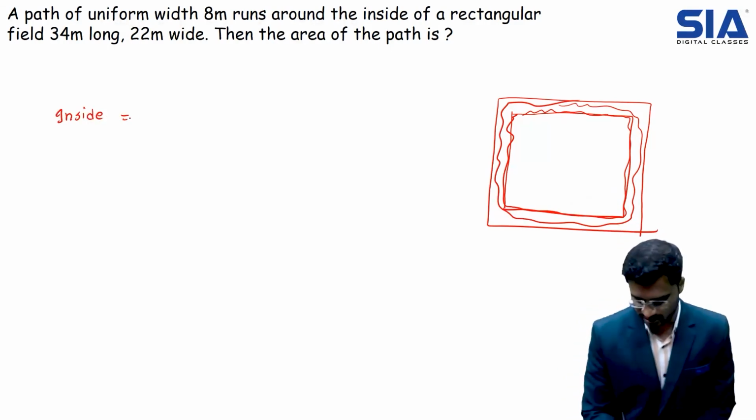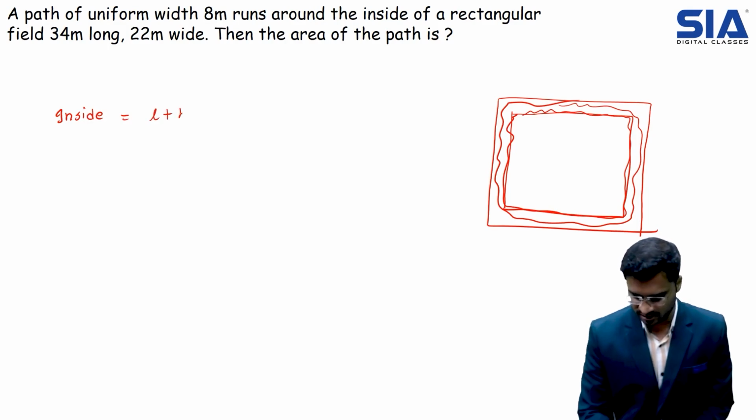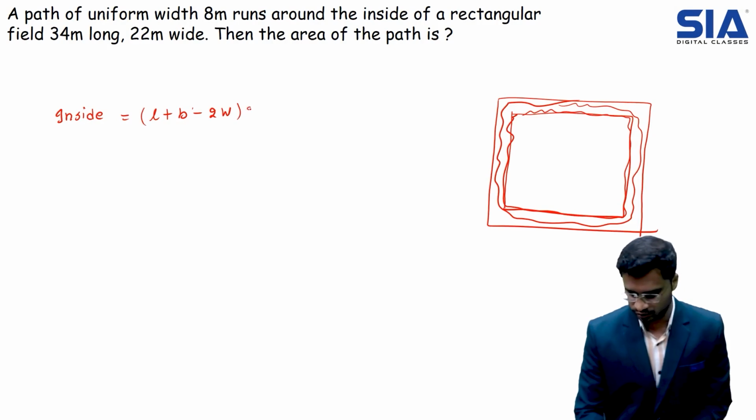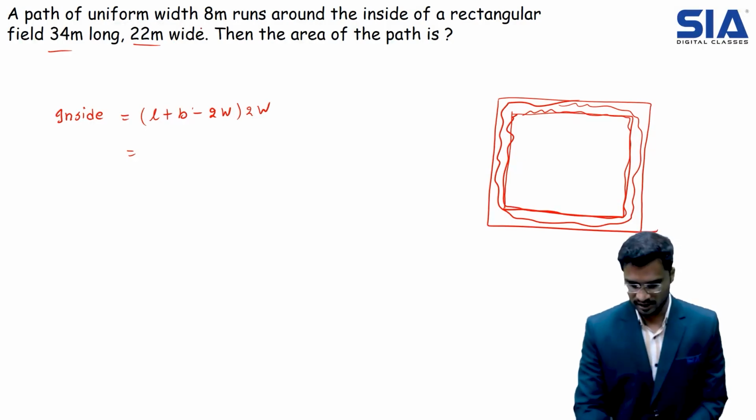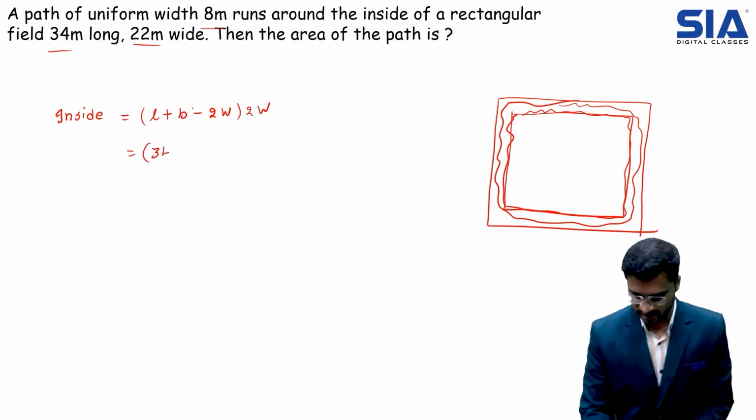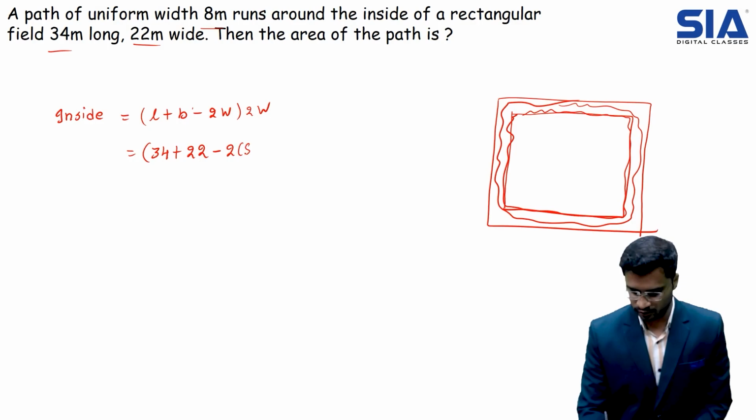Inside is equal to (length plus breadth minus 2w) into 2w. Here the length is given as 34 meters, breadth is given as 22 meters, and width is given as how many meters? 8 meters. Length is 34 plus breadth is 22 minus 2 into 8 multiplied by 2 into 8.